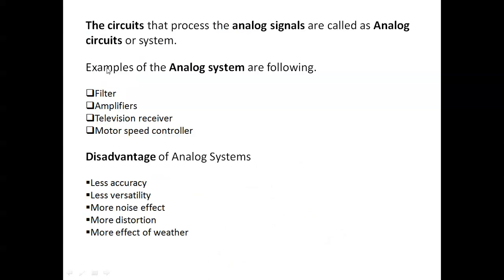Now, the circuit and the analog signal. A circuit that processes an analog signal is called an analog circuit system. If the circuit processes a digital signal, it is called a digital system. Analog systems include filters, amplifiers, television, receivers, motor speed control. The disadvantages of analog systems are less accuracy, less flexibility, more noise, and more distortion.